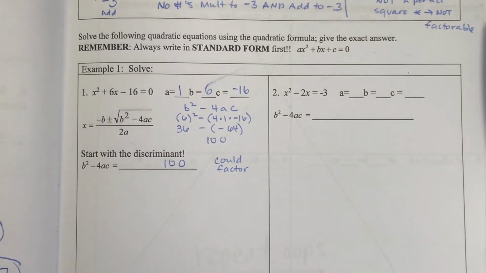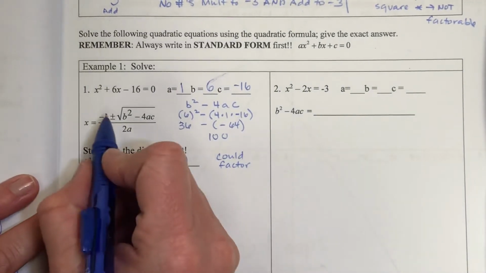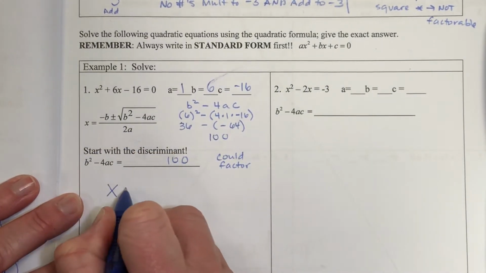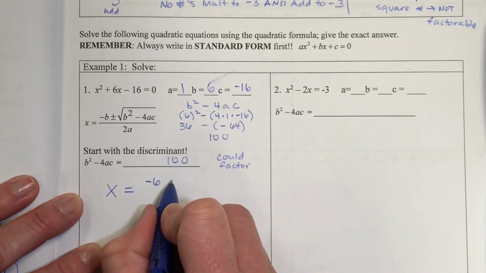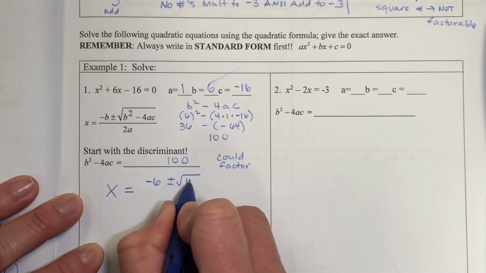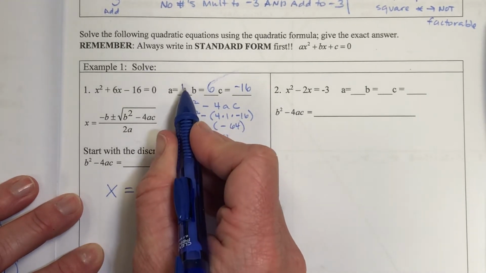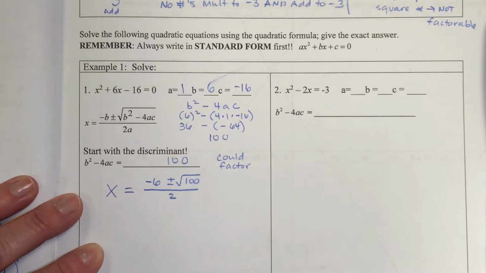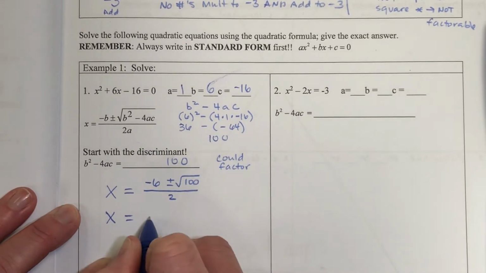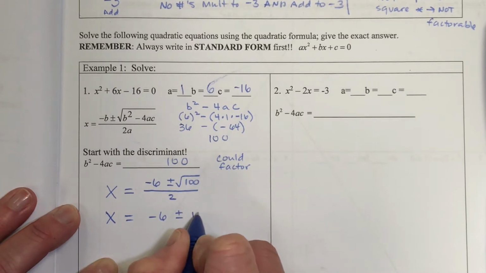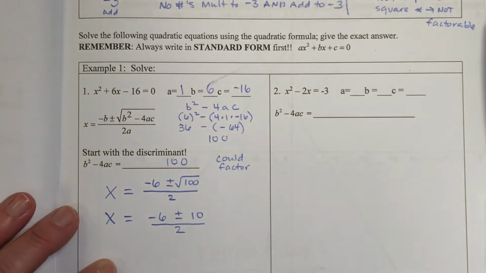So I'm going to first do the quadratic formula, and then I'll check my work with my factoring. And so if I start with my formula here, x equals opposite of my b, so -6, because opposite of positive is negative, plus and minus the square root of that number we just found, 100, all divided by 2a. 2 times 1 is 2. And now let's simplify. This would be the same as -6 plus and minus 10, because the square root of 100 is 10, and then we will divide by 2.